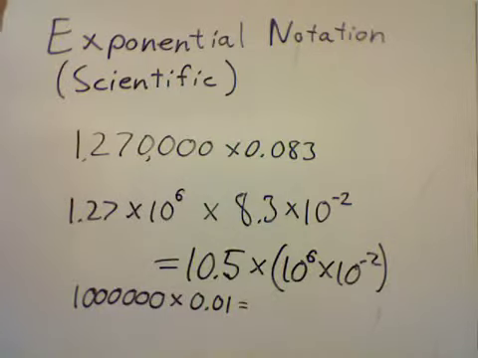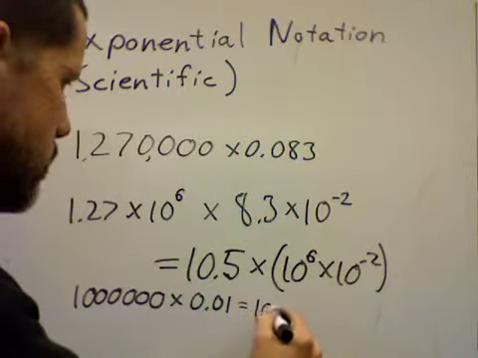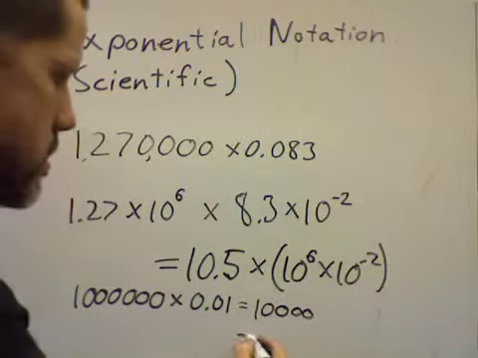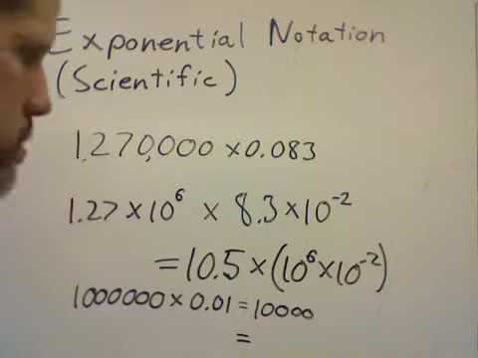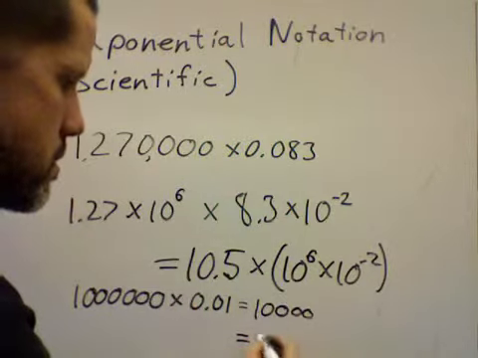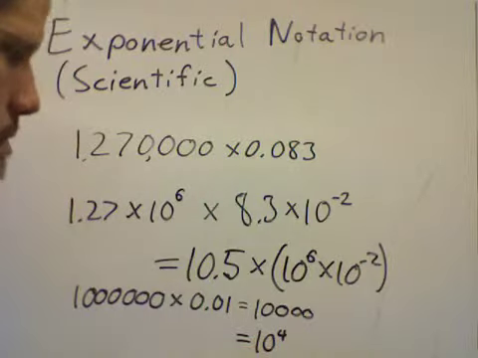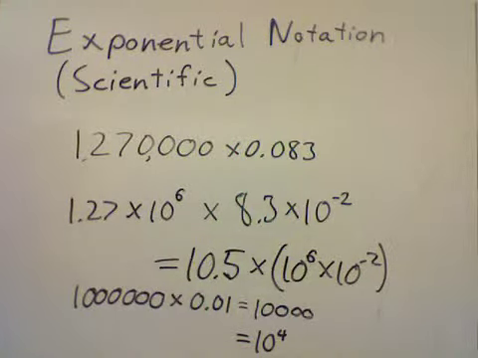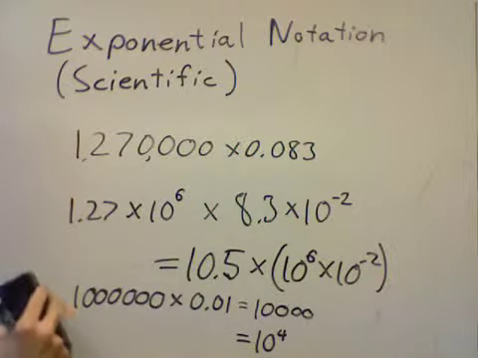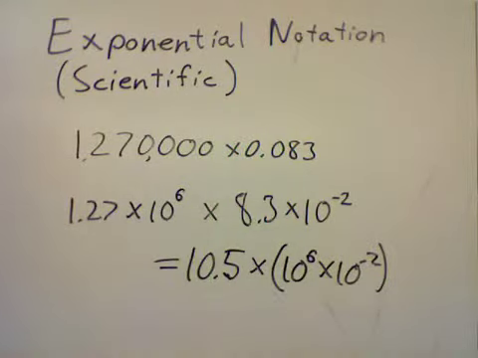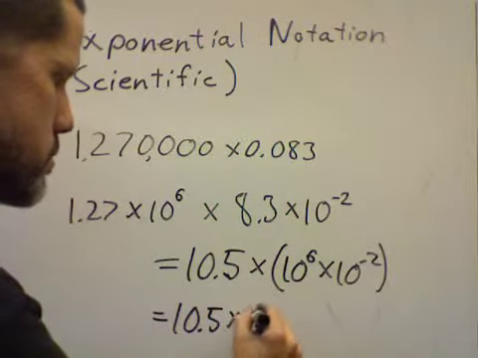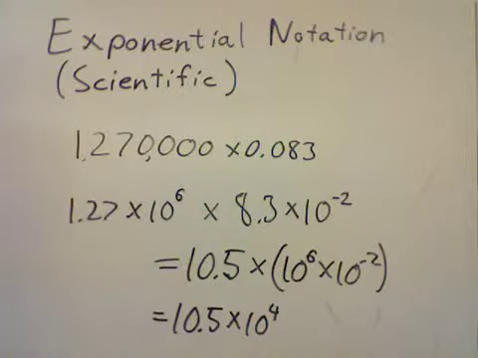I could calculate that out, and I would find that I get 10,000, a 1 with 4 zeros. That happens to be equal to 10 to the 4: 10 times 10 times 10 times 10. Again, this is a 1 with 4 zeros. That must be the same thing as 10 to the 4. So I could say that my answer is equal to 10.5 times 10 to the 4.